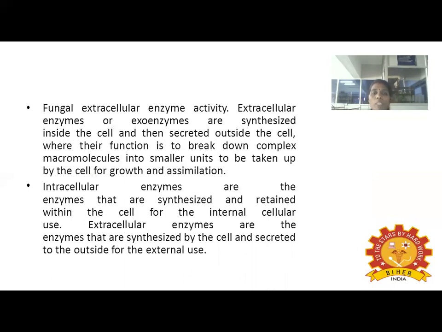Fungal extracellular enzyme activity: extracellular enzymes, or exoenzymes, are synthesized inside the cell and then secreted outside the cell, where their function is to break down complex macromolecules into smaller units to be taken up by the cell for growth and assimilation. Intracellular enzymes are the enzymes that are synthesized and retained within the cell for internal cellular use. Extracellular enzymes are the enzymes that are synthesized by the cell and secreted to the outside for external use.